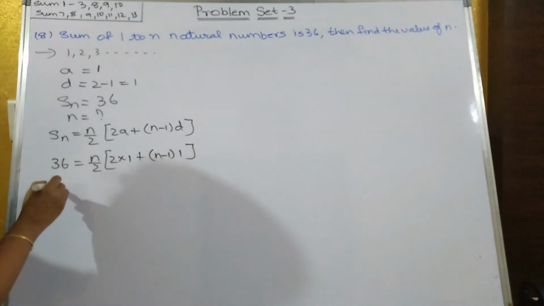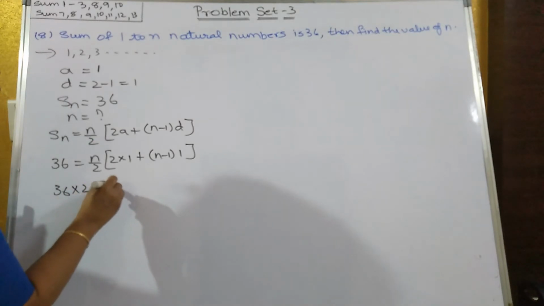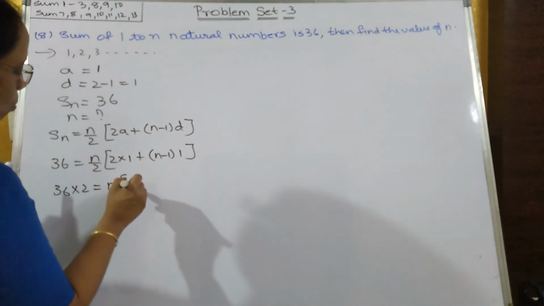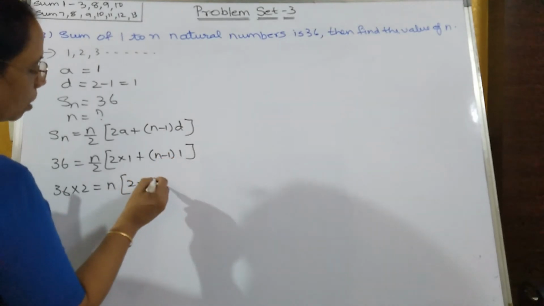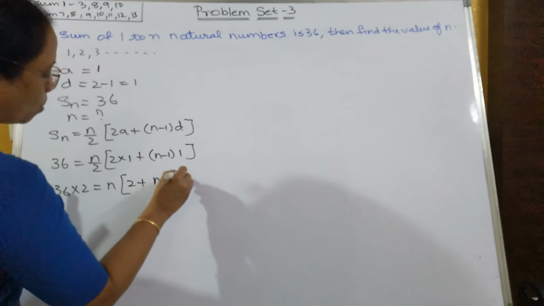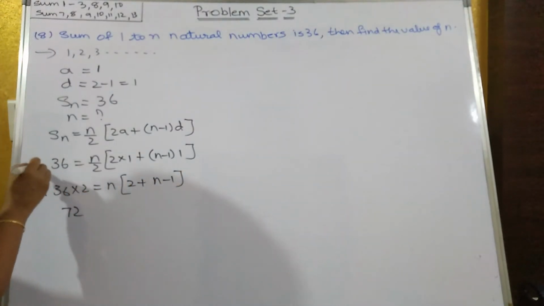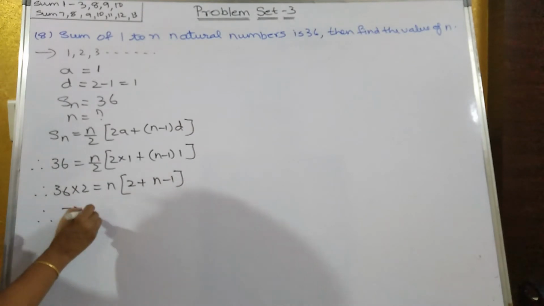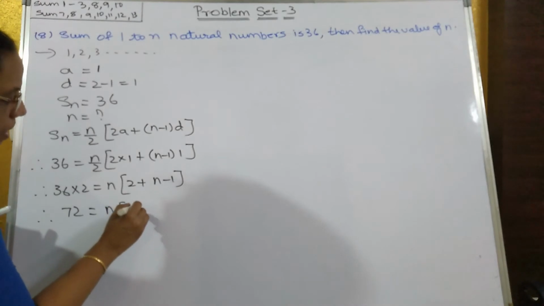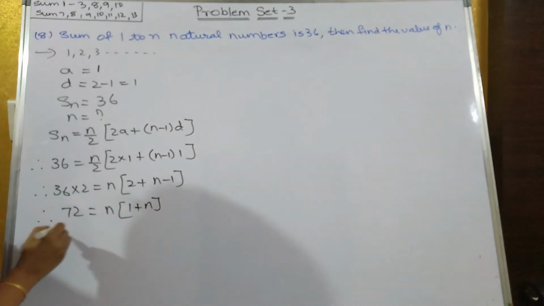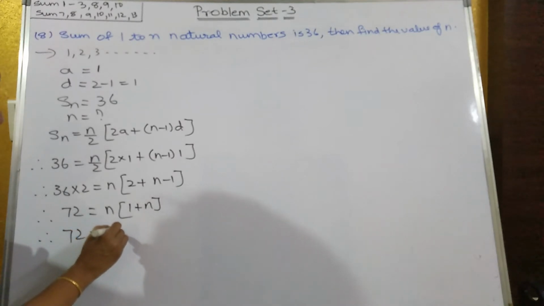So 36, bring this 2 on this side. 36 into 2 is equal to n into 2 1s are 2 plus n minus 1 into 1 is what? N minus 1 only, n minus 1. So 36 into 2 is how much? 72 is equal to n into 2 minus 1 is how much? 1 plus n. Now multiply this, therefore 72 is equal to n into 1 is n plus n into n is n square.